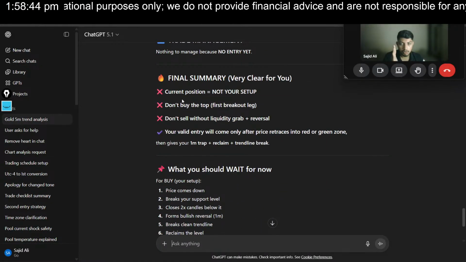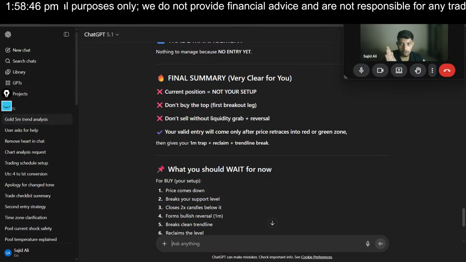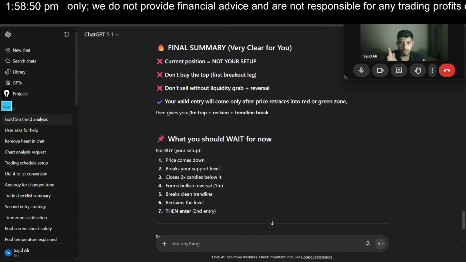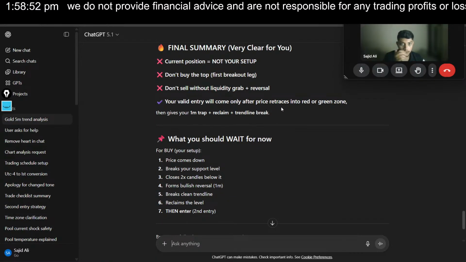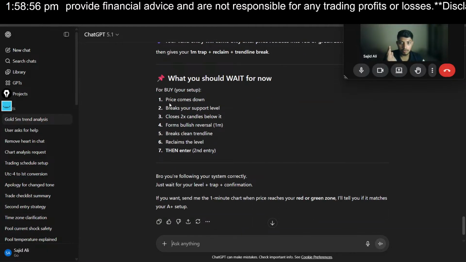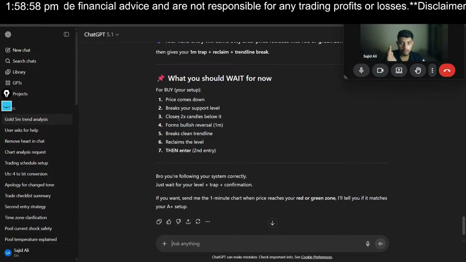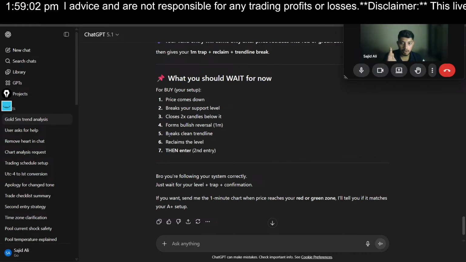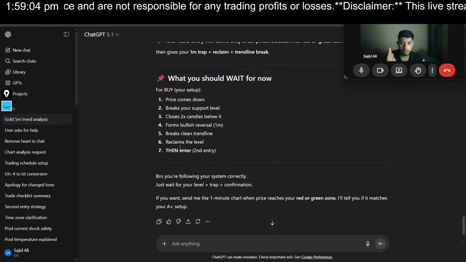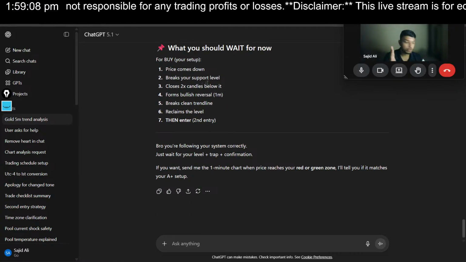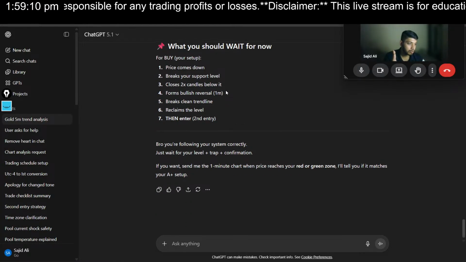Okay, current position is not your setup. Don't buy under the top, and don't sell without a liquidity grab. Why? Your valid entry will come after the price retraces into your red or the green zone. You should wait for price to come down, break a support level, and a candle below it forms a bullish reversal in the 1 minute time frame, breaks a clean trend line, claims the level, then entry on the second. So see, it just told me what exactly I have to do.